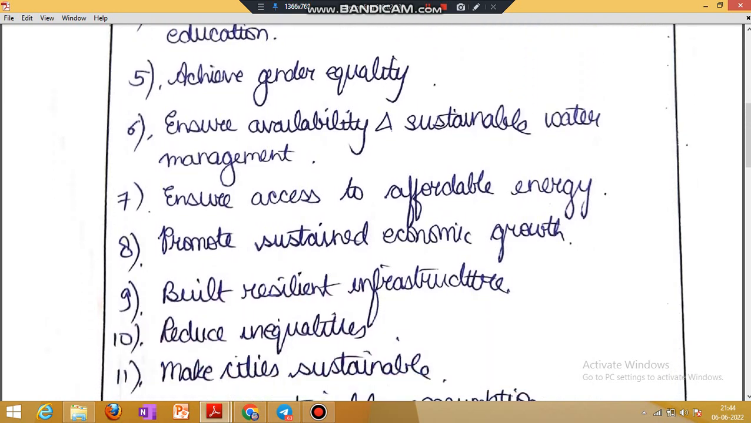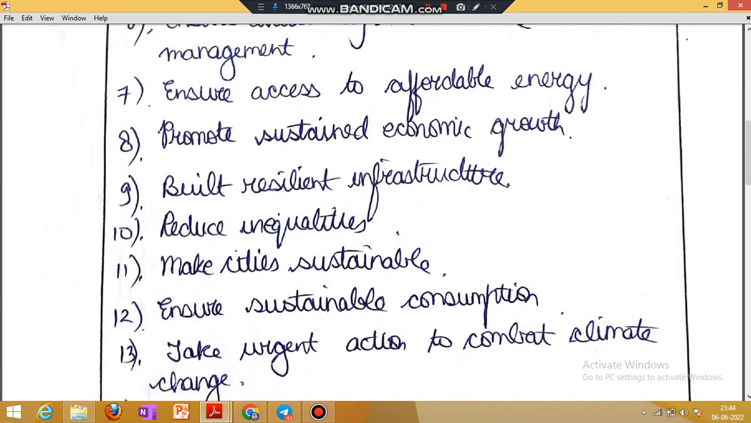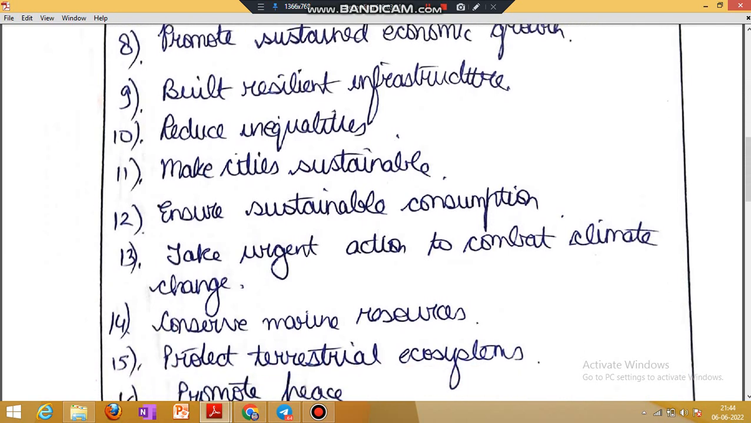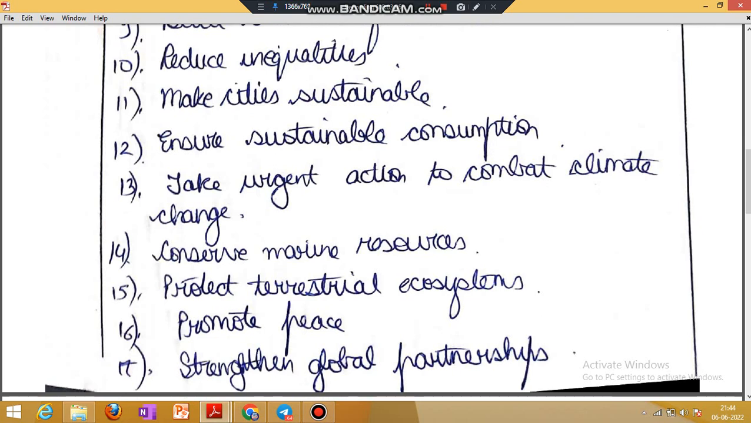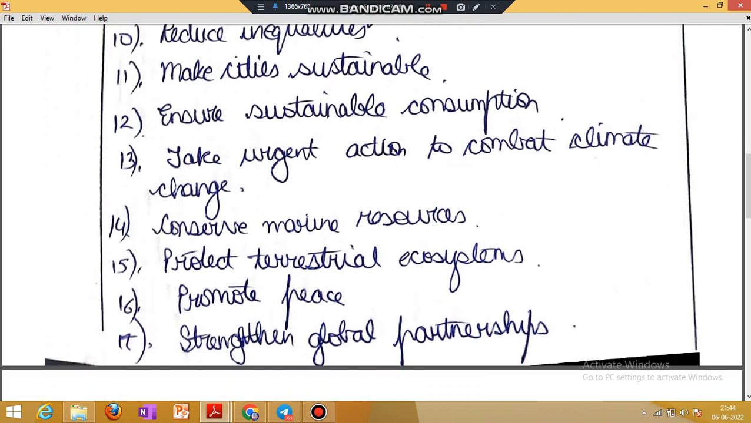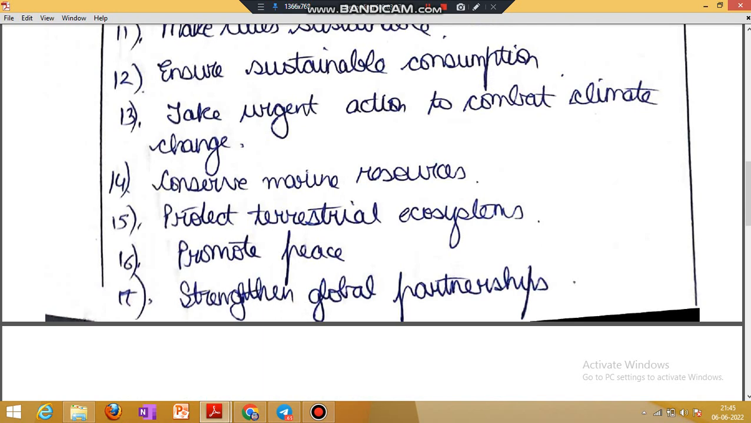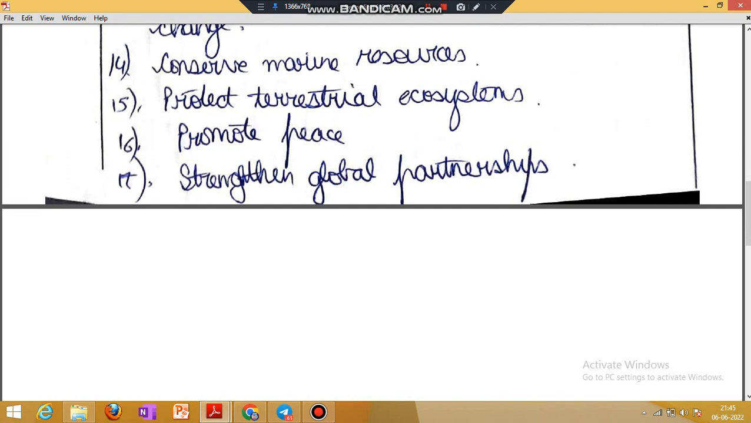Fifth, achieve gender equality. Sixth, ensure availability and sustainable water management. Seventh, ensure access to affordable energy. Eighth, promote sustained economic growth. Ninth, build resilient infrastructure. 10th, reduce inequalities. 11th, make cities sustainable. 12th, ensure sustainable consumption. 13th, take urgent action to combat climate change. 14th, conserve marine resources. 15th, protect terrestrial ecosystems. 16th, promote peace. And 17th, to strengthen global partnerships.